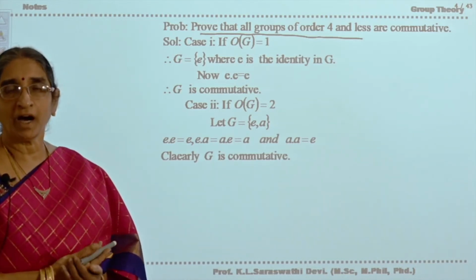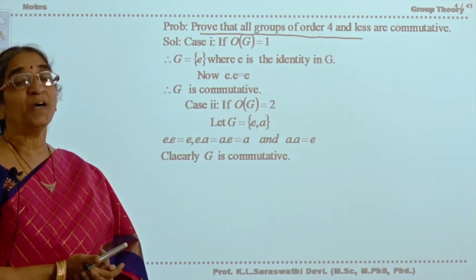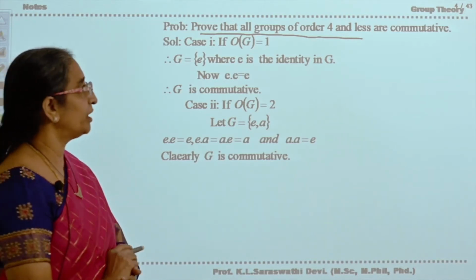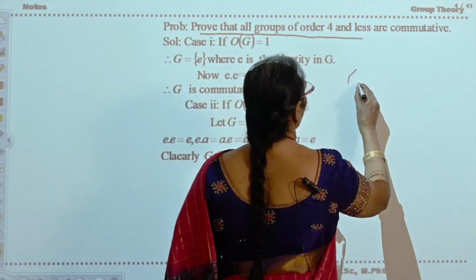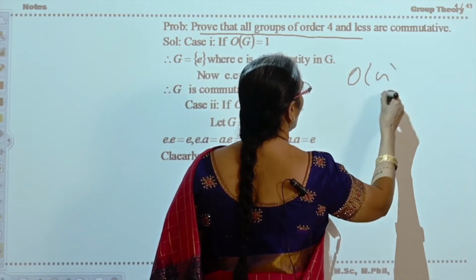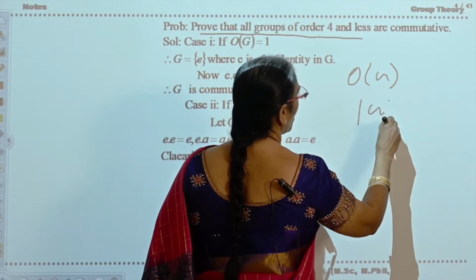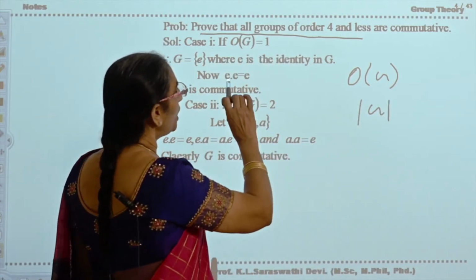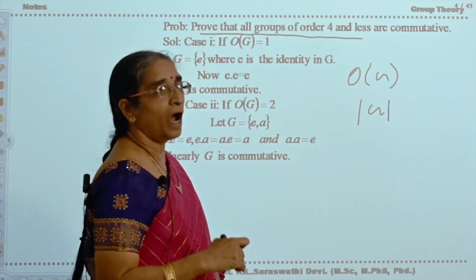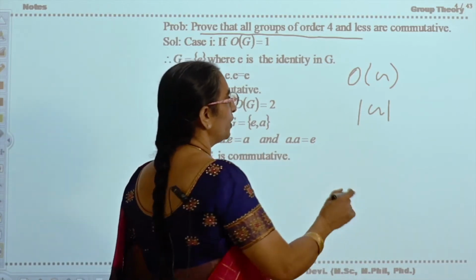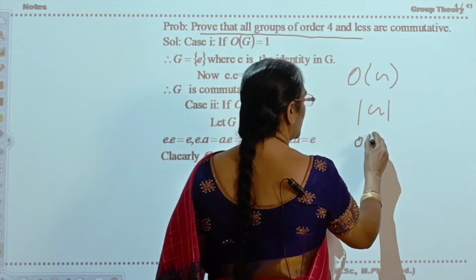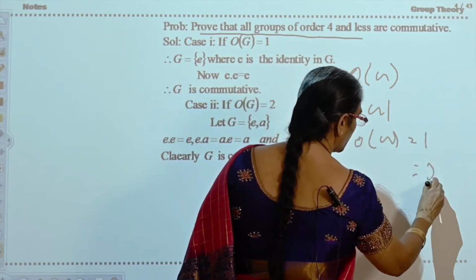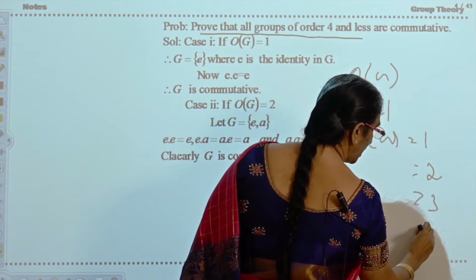What do you mean by order of a group? The number of elements in the group is said to be the order of the group. It is denoted by O of G or modulus of G. Now what you have to prove? All groups of order 4 and less are commutative. That means order of group G is equal to 1, 2, 3 and 4.